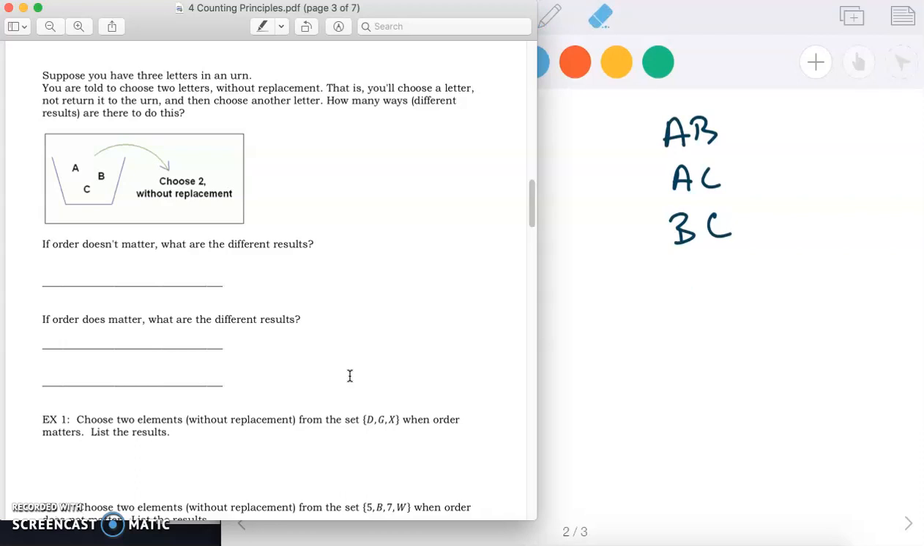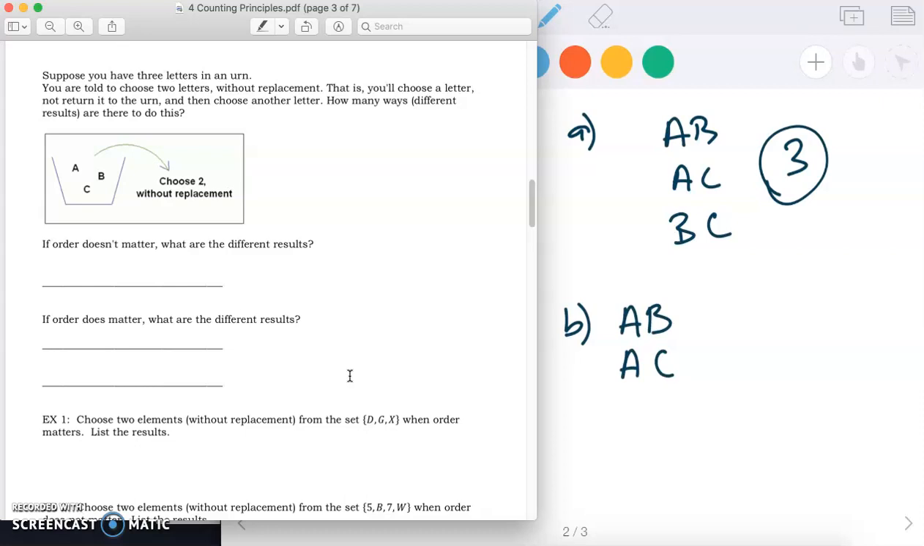So for that first one, if order doesn't matter, what are the different results? You can have AB, AC, or BC. That's 3 possible results. That's for part A. Part B says, if the order does matter, what are the different results? Well, now we're looking at order. Remember when it says without replacement, you can't duplicate, so you can't get AA. We're not replacing. So if the order does matter, then if you pull an A on the first one, you can either get AB or AC.